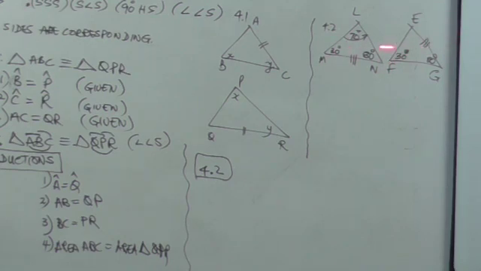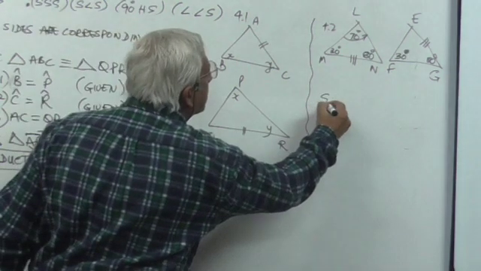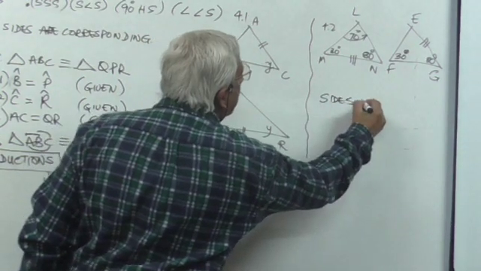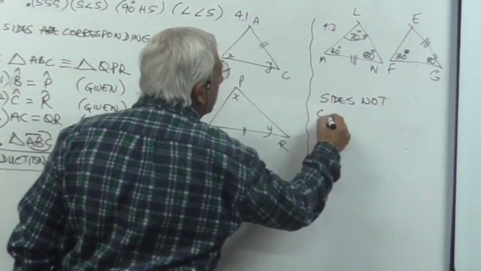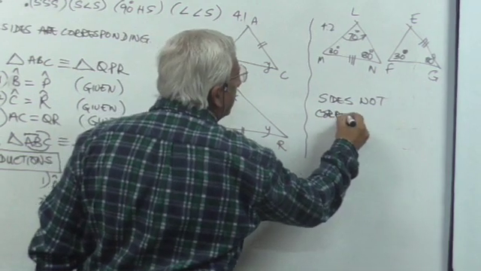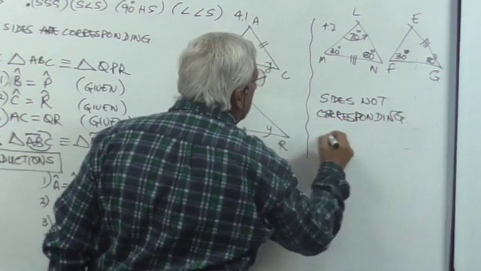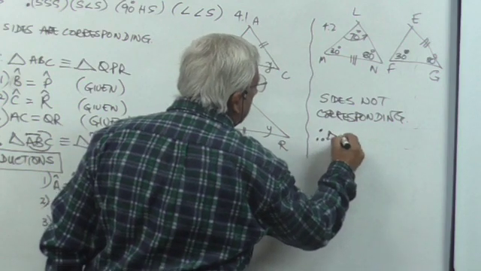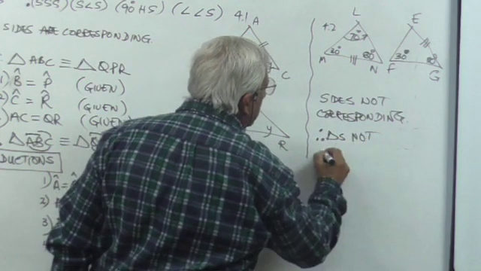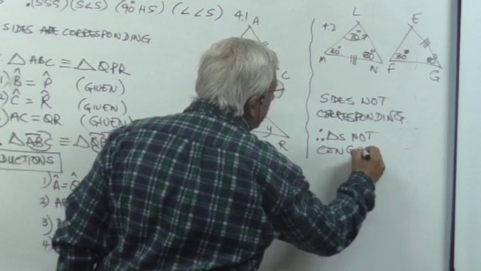So these two triangles, although they have two angles equal, the sides are not corresponding, and therefore the triangles are not congruent. So here we say sides not corresponding. Therefore, triangles not congruent.